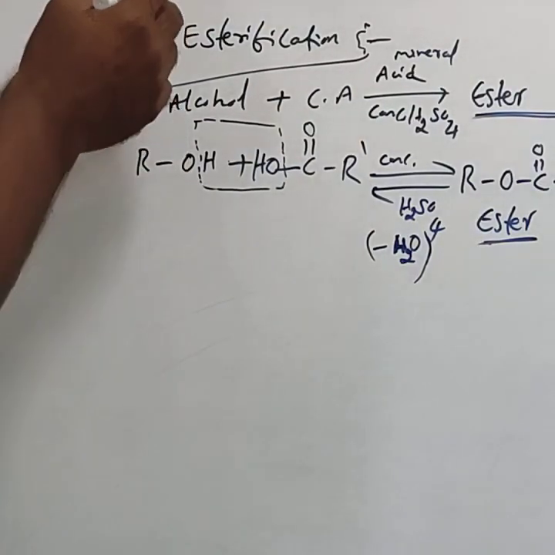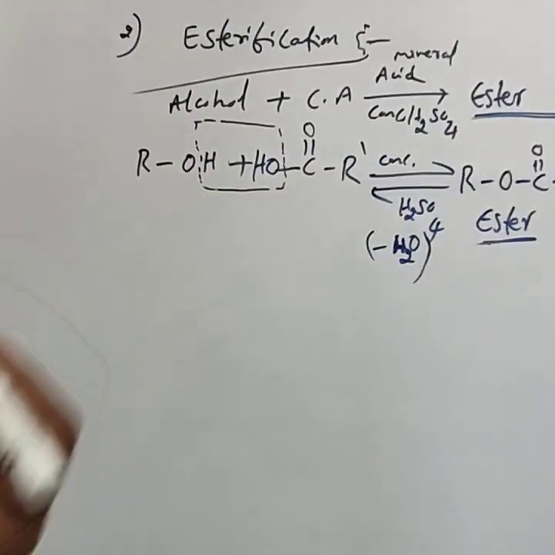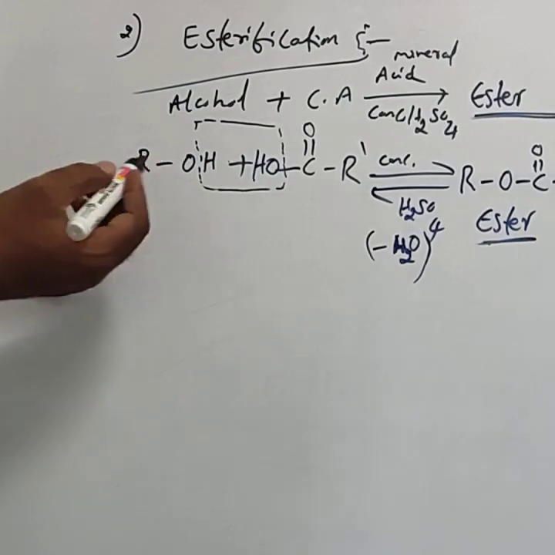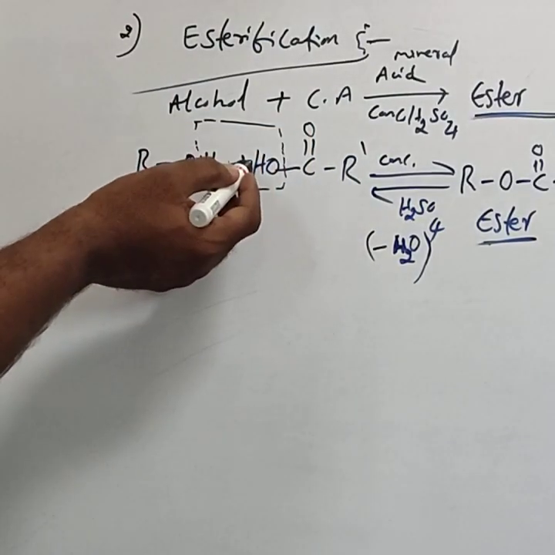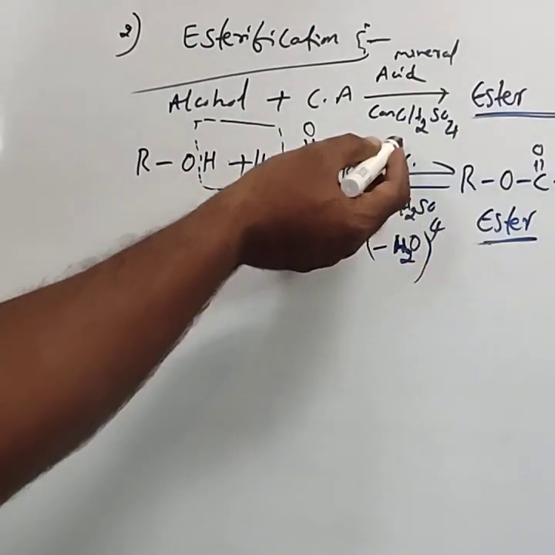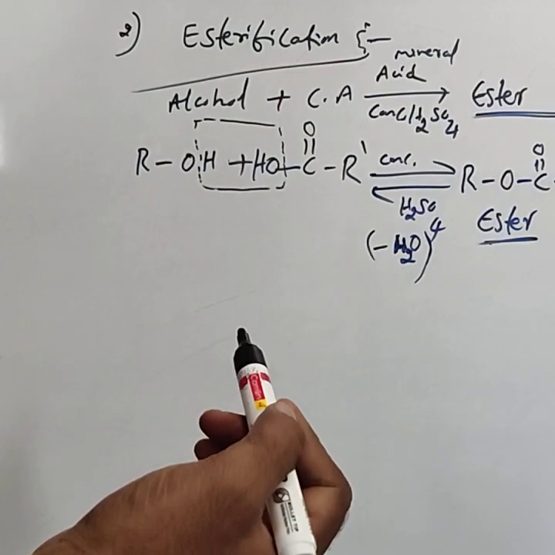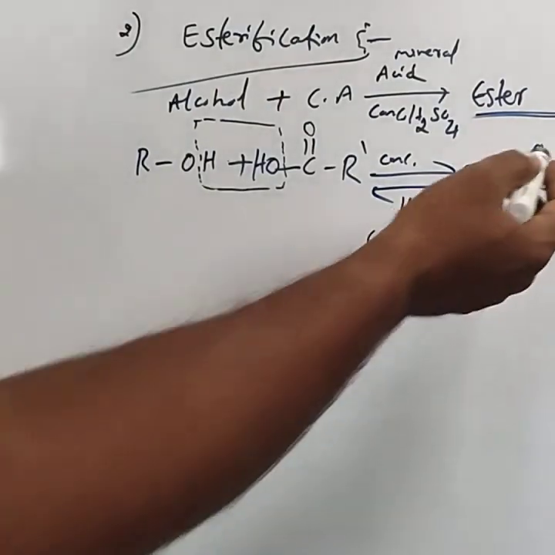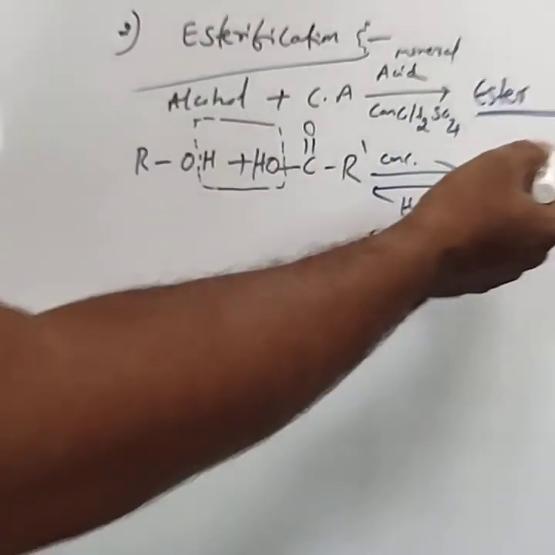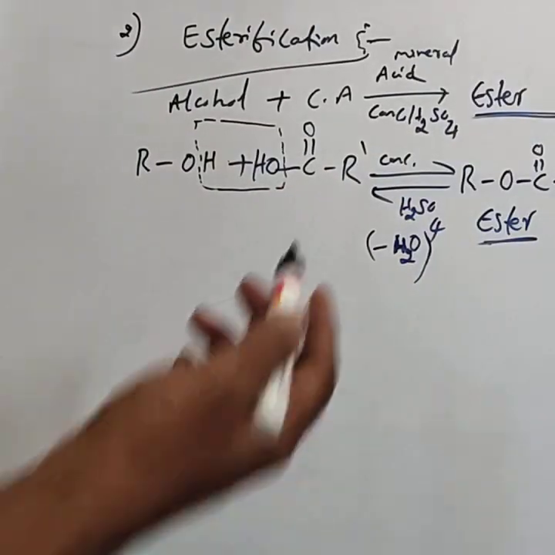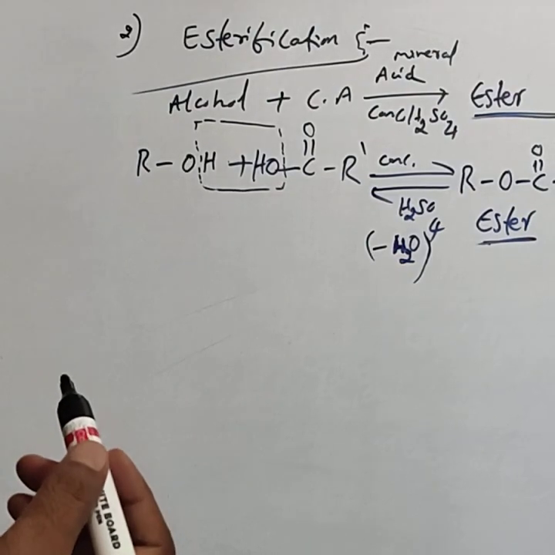They can ask for 1 mark, like write the general equation for the esterification. At that time you take ROH, R'COOH, on the arrow mention concentrated sulfuric acid, and the product is the ester. The ester formula is RCOOR' plus removal of the water. For this general reaction, you can take an example.